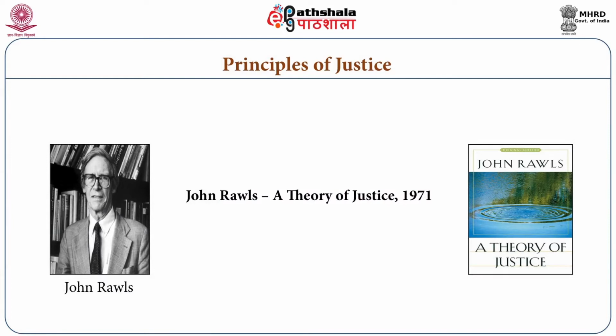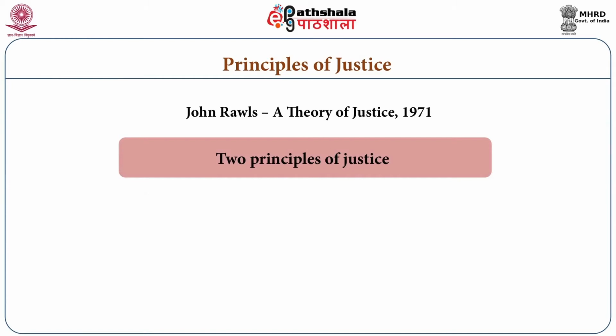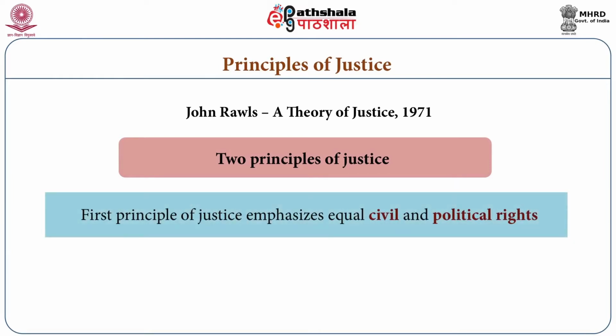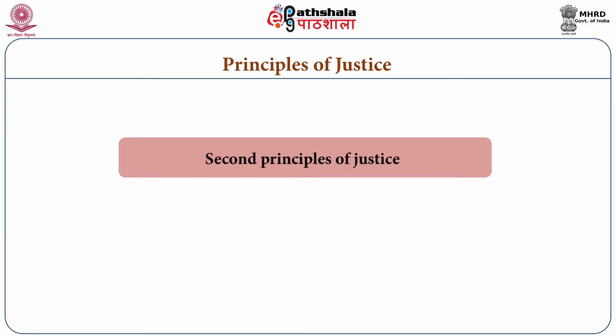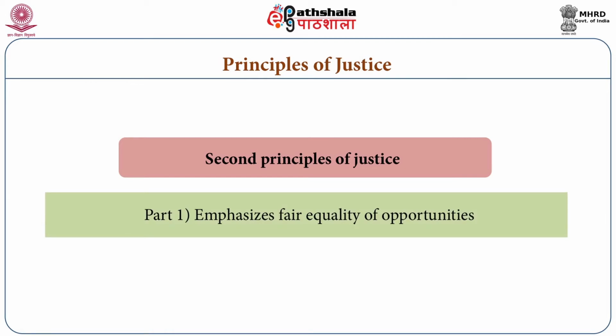Now, John Rawls, in A Theory of Justice, published in 1971, suggested that there are basically two principles of justice. These are referred to as the first and the second principle of justice, and the second principle of justice is further subdivided into two parts. The first principle of justice emphasizes equal civil and political rights. So this first principle is commonly known as the liberty principle. If the first principle is known as the liberty principle, then obviously, since these are the principles of justice, the second principle will be known as the equality principle. The second principle of justice emphasizes fair equality of opportunities.